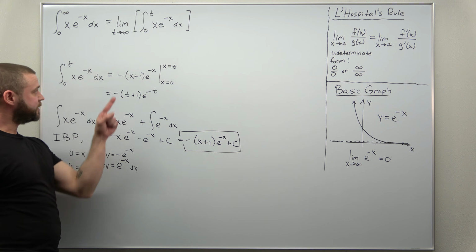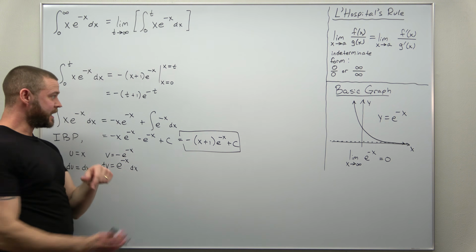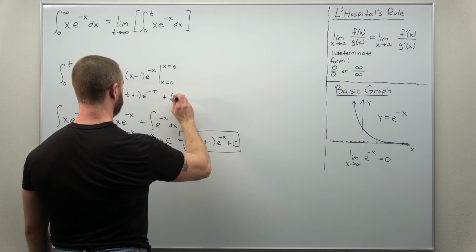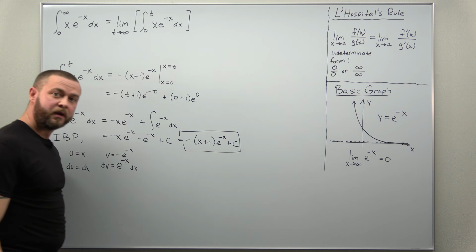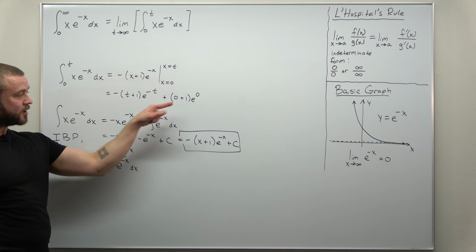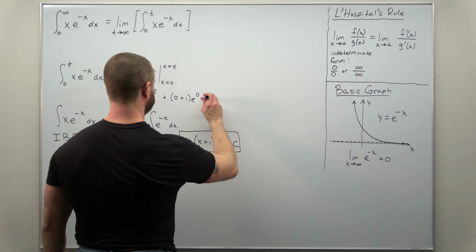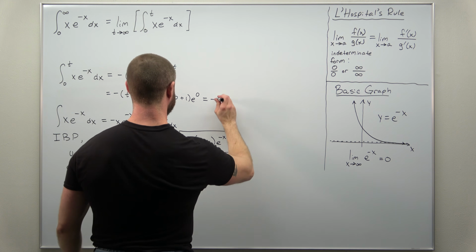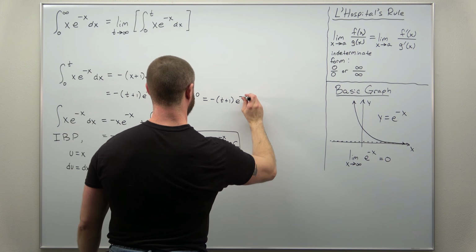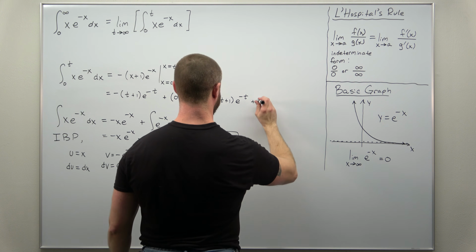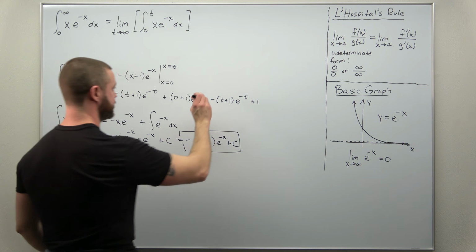We subtract with the fundamental theorem of calculus, but there's a negative. Subtracting a negative becomes plus. And our last term here, by plugging in x is 0, e to the 0 is 1. So it looks like we can write this as negative t plus 1 times e to the negative t plus 1. And that is the value for your integral.